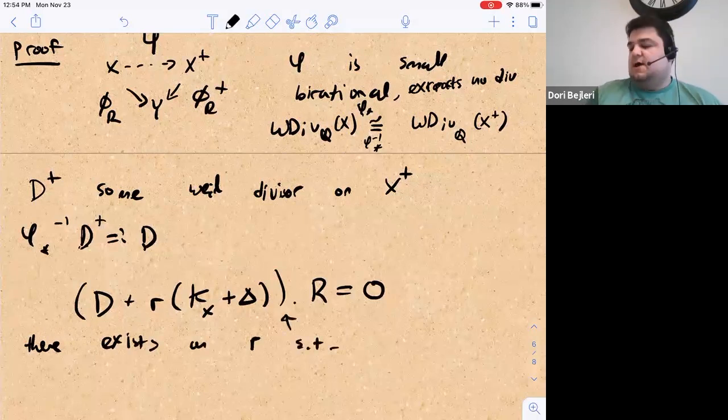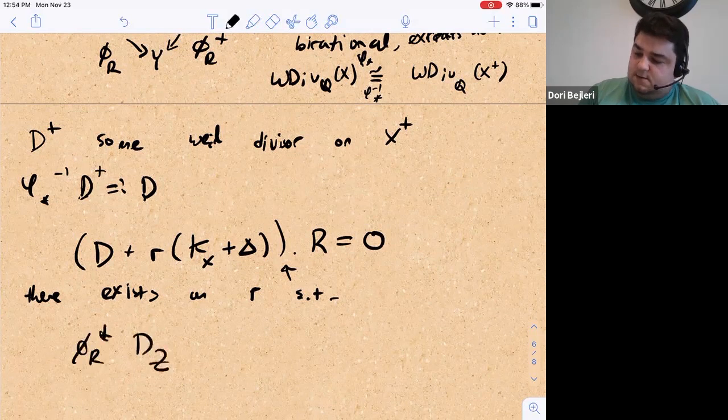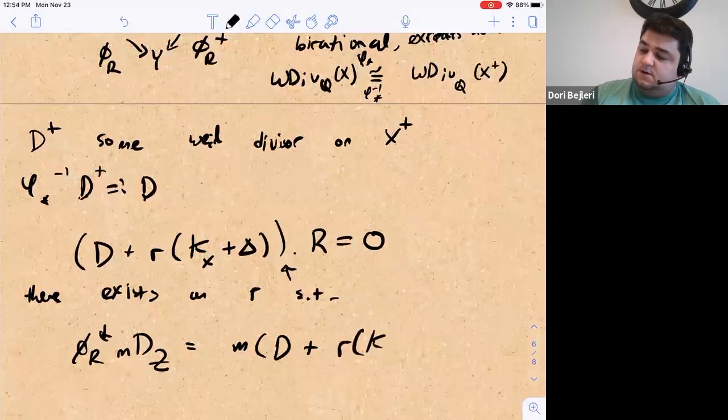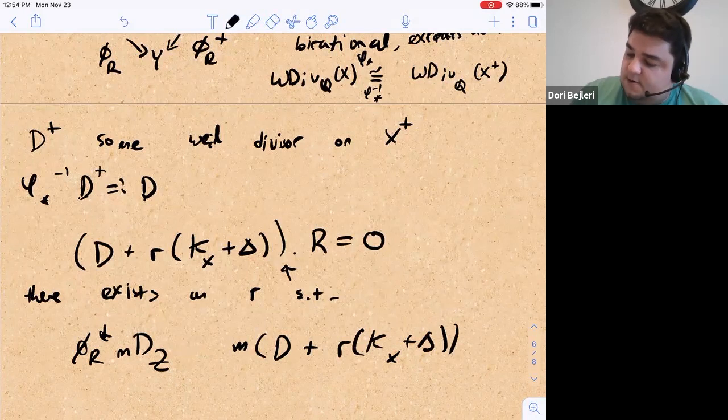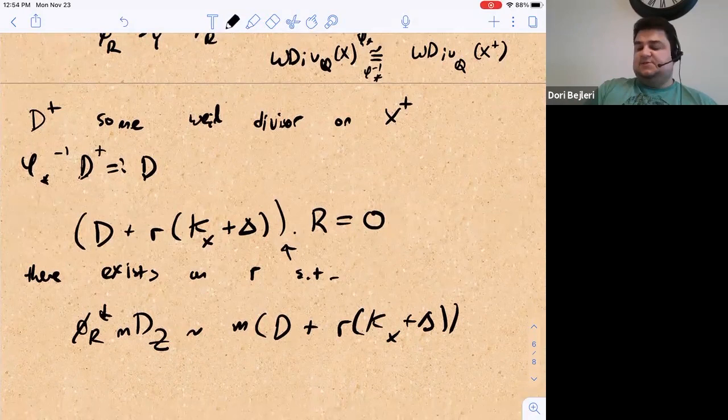So there exists an R so that thing's zero. But then by the cone theorem, we know that we have a divisor D_Z, a line bundle in fact, or a Cartier divisor, m times D_Z, so that phi_R upper star of m D_Z is equal to m D plus R (K_X plus Delta) as line bundles. So I really should put linearly equivalent here. Okay, because this m is just here to clear denominators to make it Cartier.